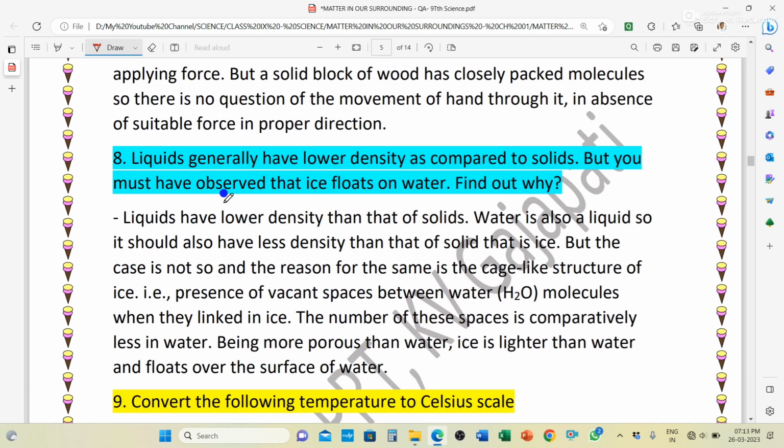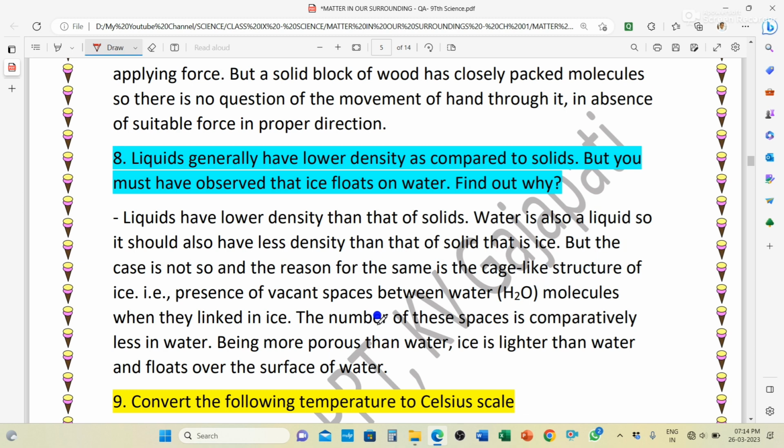Okay. Next question: liquids generally have lower density as compared to solids, but you must have observed that ice floats on water. Find out why. Liquids have lower density than solids. Water is also a liquid, so it should have less density than the solid, that is ice. But what happens in the case of ice? There are cage-like structures in ice.